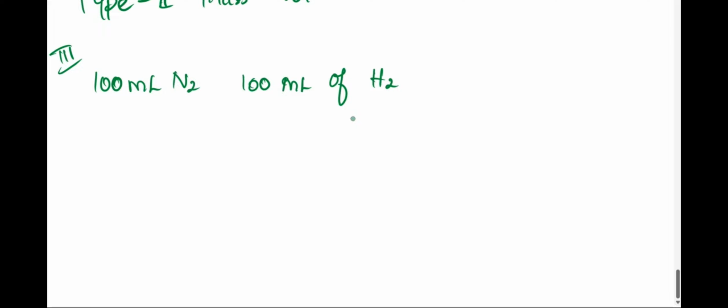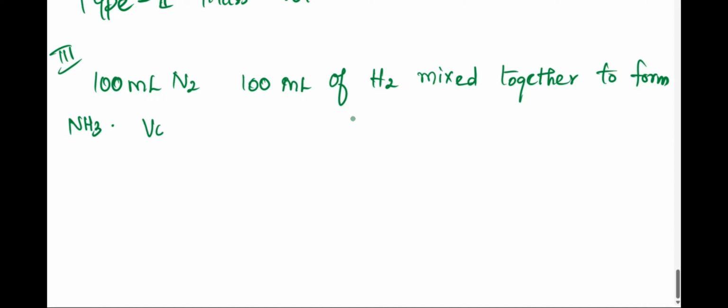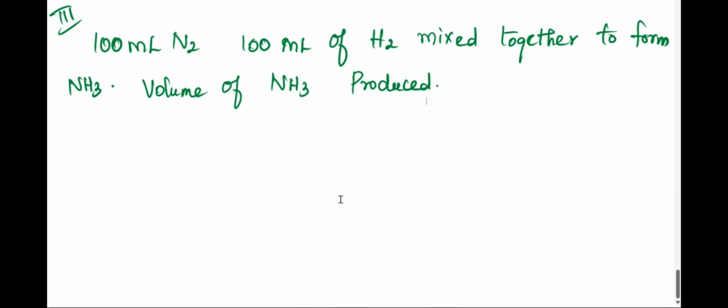What is produced? Ammonia is produced. N2 plus H2, Haber's process, right? Mixed together to form ammonia. What is the question? The question is how much volume of ammonia is produced? There is also a similar kind, the mass to volume. This kind of question can also be asked.